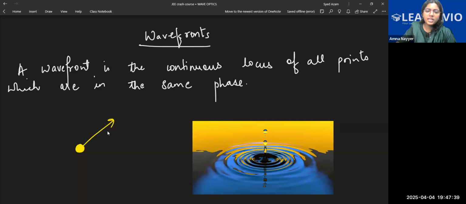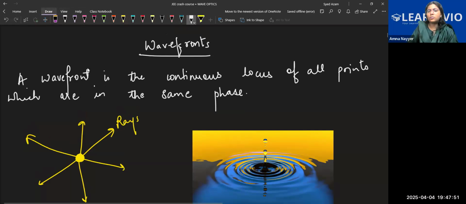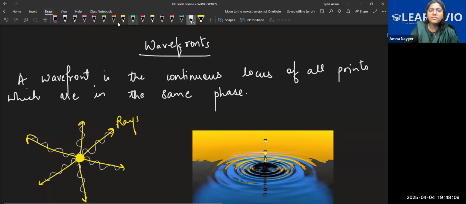Many of them said that all the rays travel like this. But some of them said that no, the particle nature also exists. So these will have the particle nature also, and along with the particle nature, these waves are also present. So what exactly is a wavefront? It was finally concluded: the continuous locus of all points which are in the same phase.